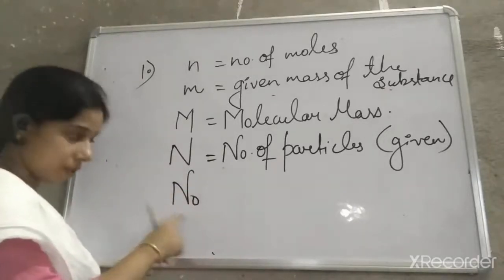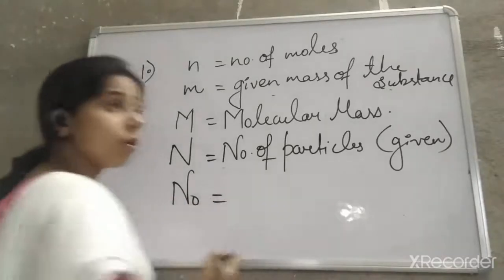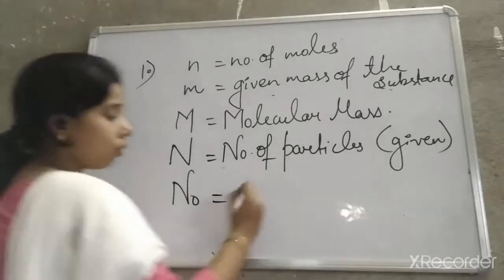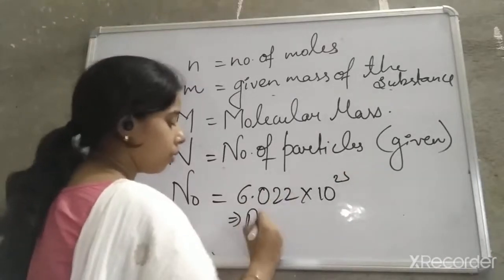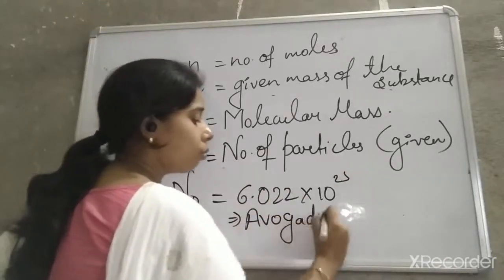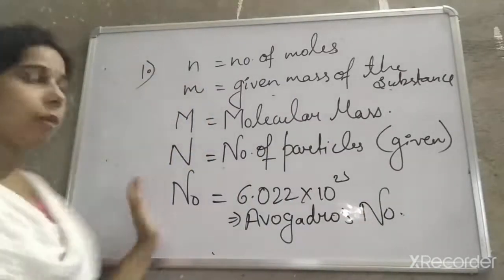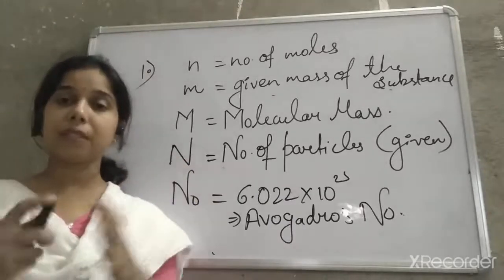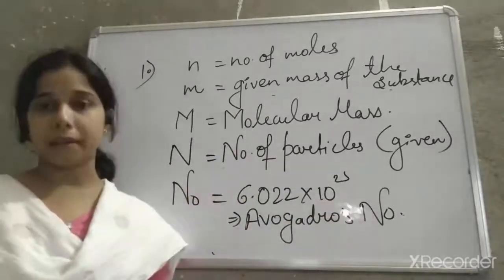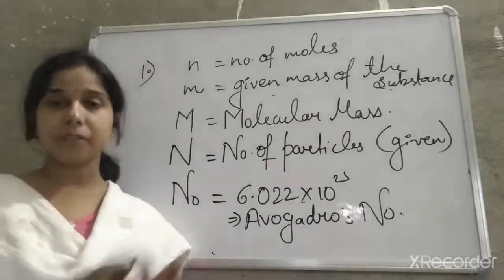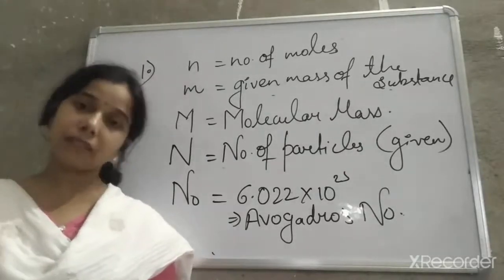N naught, this is 0 here, so we will call it N naught. N naught is also known as Avogadro's number, which is equal to 6.022 × 10^23. Okay, students, these are some terms with which we will make the formula. We will see the relationship between the mole, mass and number of particles, and this relationship will give us two formulas that help us find the values given in different numericals.